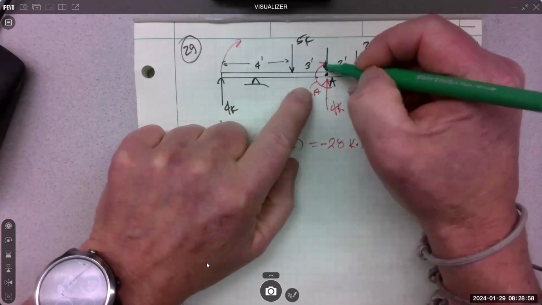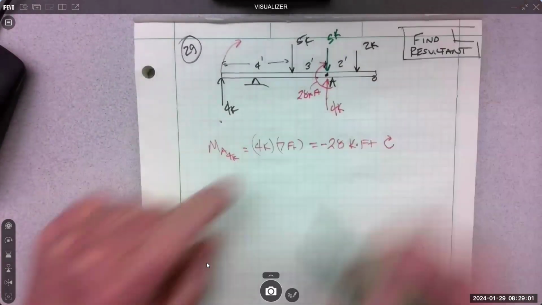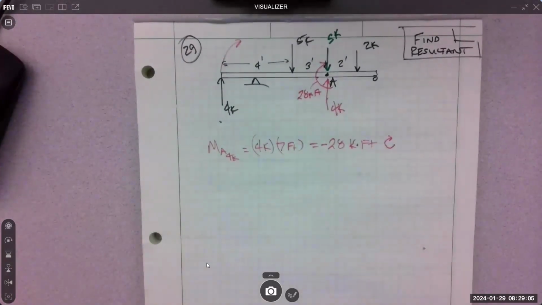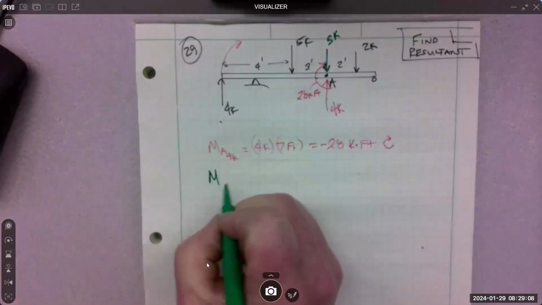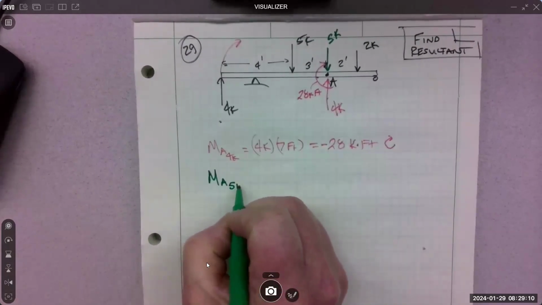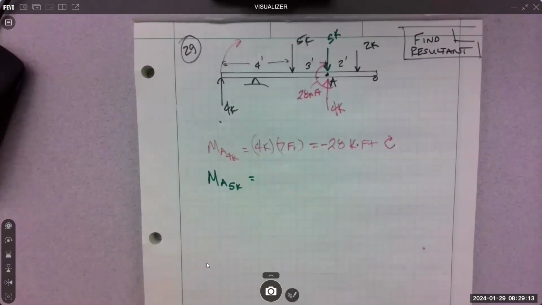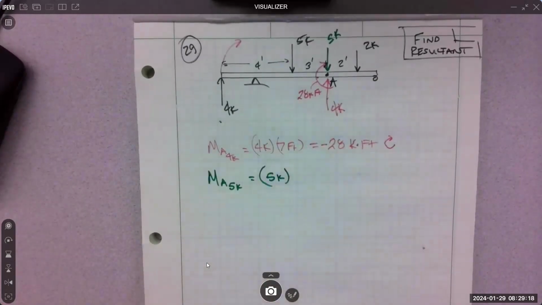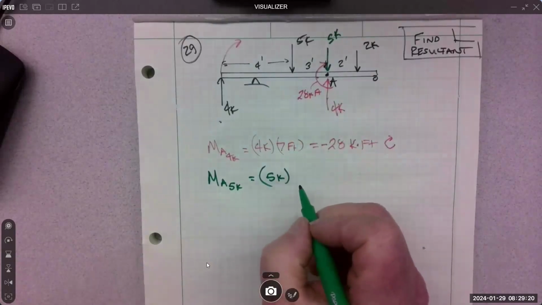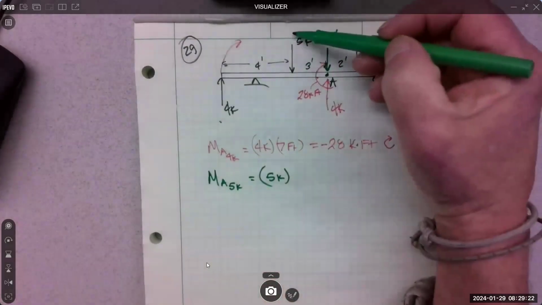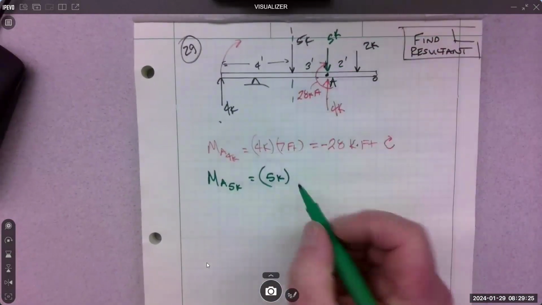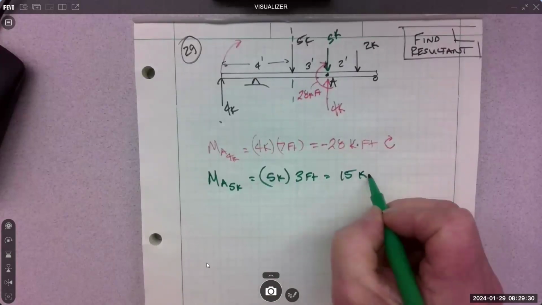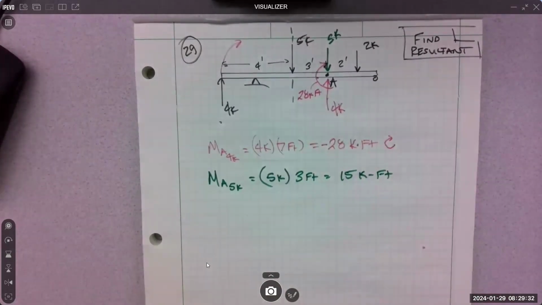I just put it up here, 5K. So now I've moved the 5K over and I have to bring its moment with it. Moment at A of the 5K is equal to 5K times what? How far is it from 5K? Yep, 3 feet. 15 kip feet. And what's its rotation?